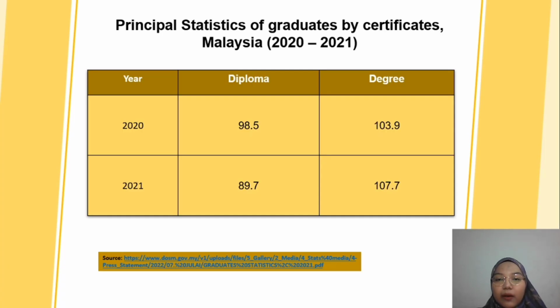From the principal statistic of graduates by certificates of Malaysians from 2020 to 2021, in the year 2020 we found that a total of 98.5 thousand diploma graduates were unemployed, and in 2021 only 89.7 thousand were unemployed, while for the degree certificate in 2020, there were 103.9 thousand students, an increase to 107.7 thousand who are employed in 2021.